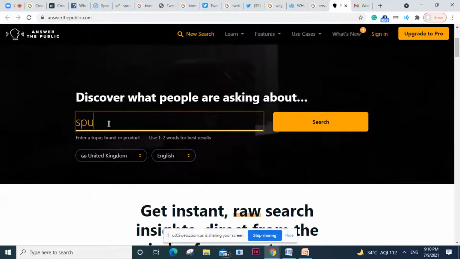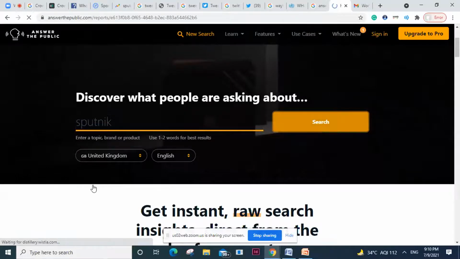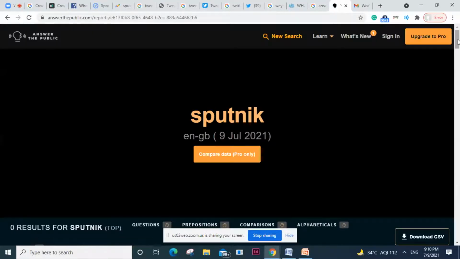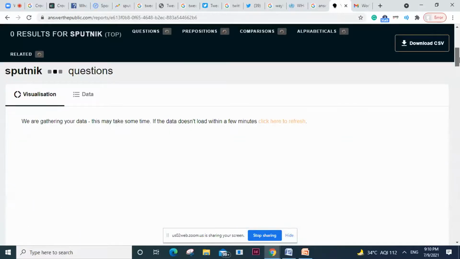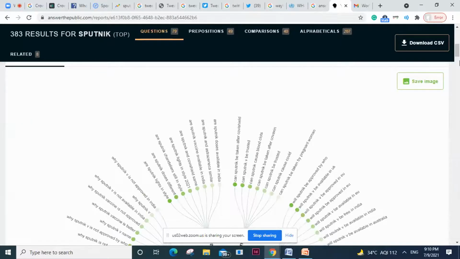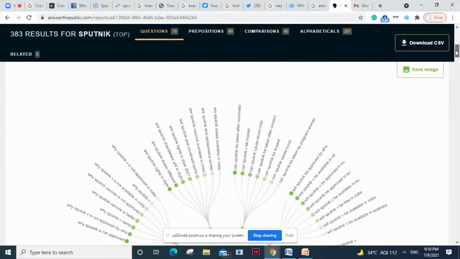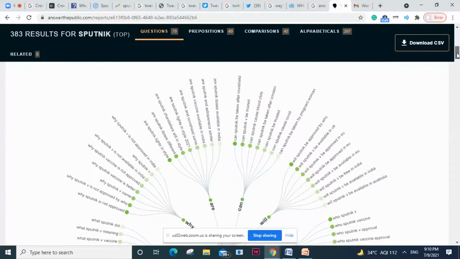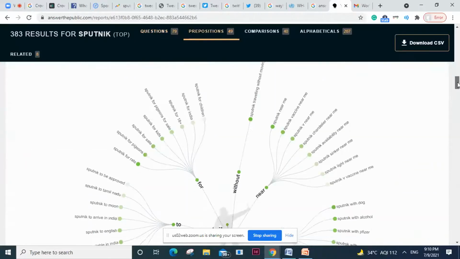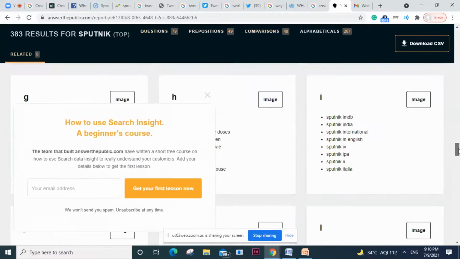So I'll just again type Sputnik, and then I'll search, right? And of course, right now UK is written, so it will give me data from there. It will give me the complete visualization of what people are searching about Sputnik, right? So these are the questions which researchers, medical practitioners should know, because people are asking these questions and they should have answers to it. And if not answer, then of course this is a good insight for conducting research.